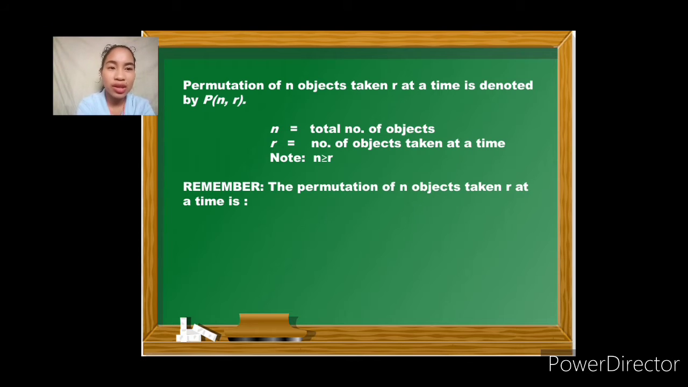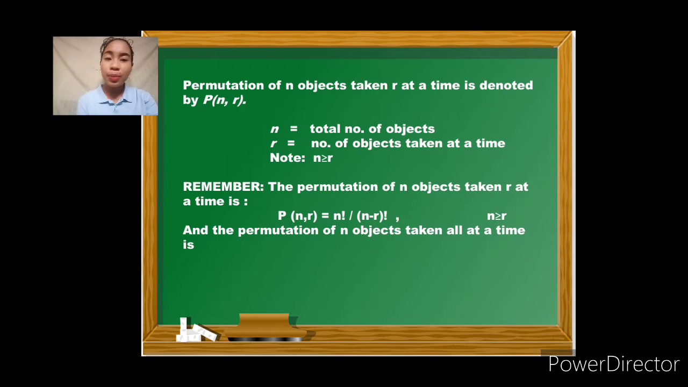If the permutation of n objects taken r at a time is given, then we will use this formula. Permutation of n objects taken r at a time is equal to n factorial over n minus r factorial, where n is greater than or equal to r. If the permutation of n objects taken all at a time is given in the problem, then we will use this formula. Permutation of n objects taken n at a time is equal to n factorial.